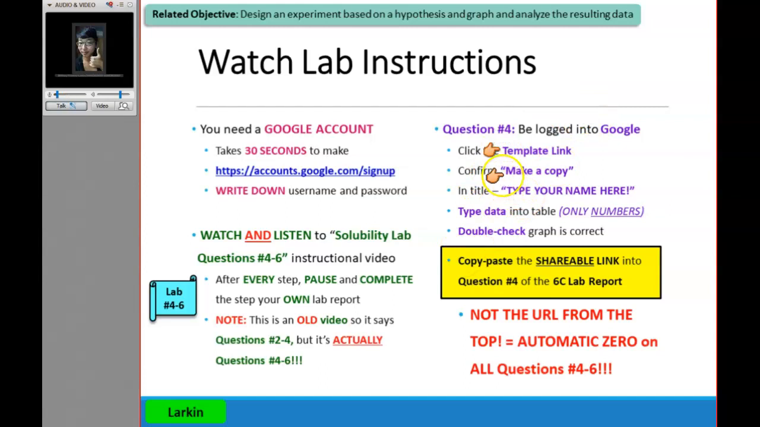Click the template link. Click make a copy. Make sure that you put your name where it says type your name here. Otherwise, it's hard for us to grade a bunch of them at once because we don't know who's who. Make sure you type your data into the table with only numbers. Again, don't put any units or any letters because it will not create your graph correctly.